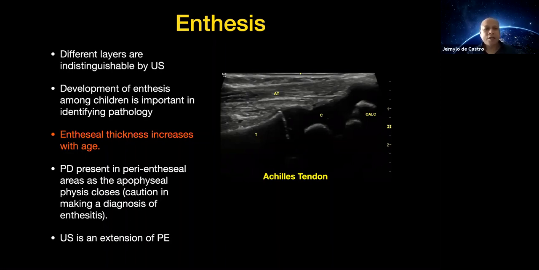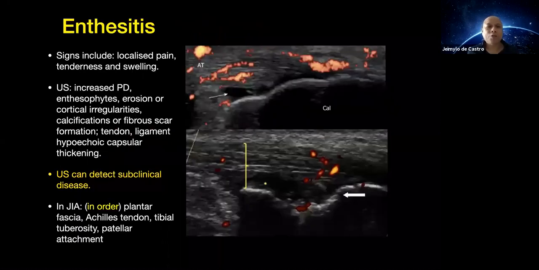And there is a caution in making a diagnosis of enthesitis if we actually see some changes in the power Doppler in these areas. We might think this is an enthesitis, but this is just the closure of these peri-enthesial areas. As we mentioned earlier also, ultrasound is an extension of our physical examination. Whatever we find in the physical examination should also be proven and validated in the examination here. Now, this one is a typical enthesitis finding.